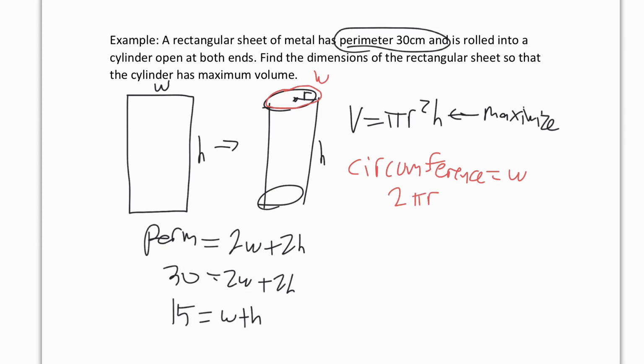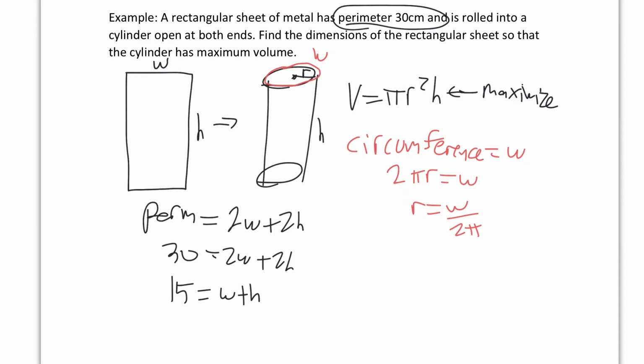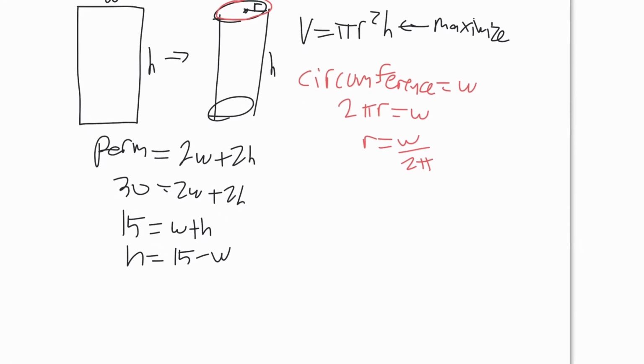2 pi r. So we could say that radius is equal to w over 2 pi. Just finishing off my equation over here, I've decided now to sub in h equals 15 minus w. If I take this formula, I'll get rid of the h and end up with the w. If I take this formula, I'll get rid of the r and end up with the w. So I'm going to have all w's, which is fantastic. So let's do that now.